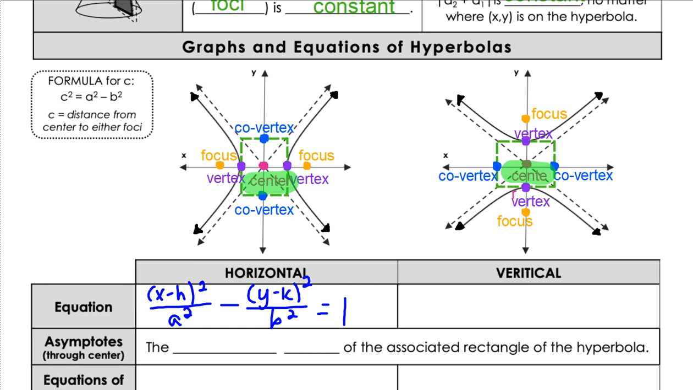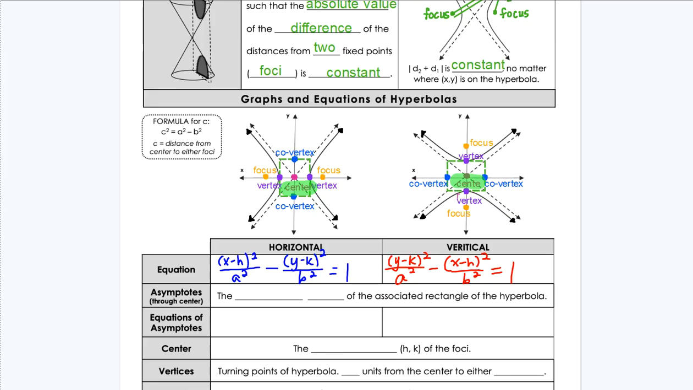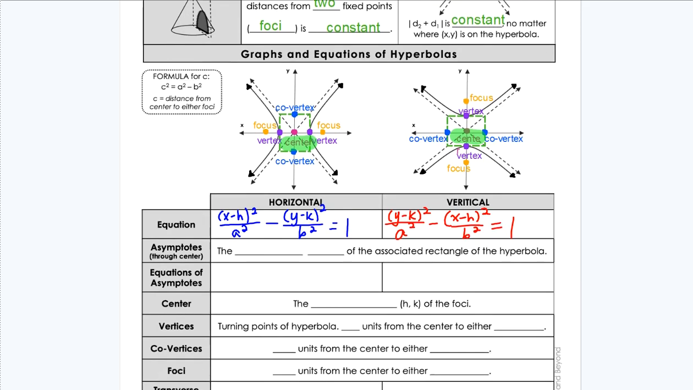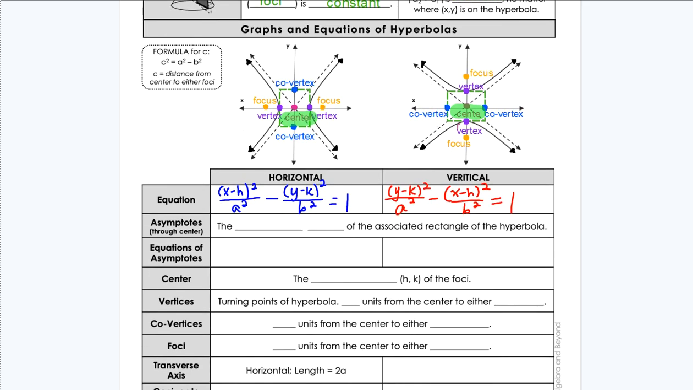So let's do our vertical equation here. If the hyperbola is oriented vertically, facing up and down, things just switch a little bit. Now we have (y minus k) squared over a squared first. And then we're subtracting from that (x minus h) squared over b squared. And that equals 1 again. Those are the equations that we write in order to graph a hyperbola. Let's look a little more at where some of this is coming from. I've zoomed out a little bit so we can see everything at once.